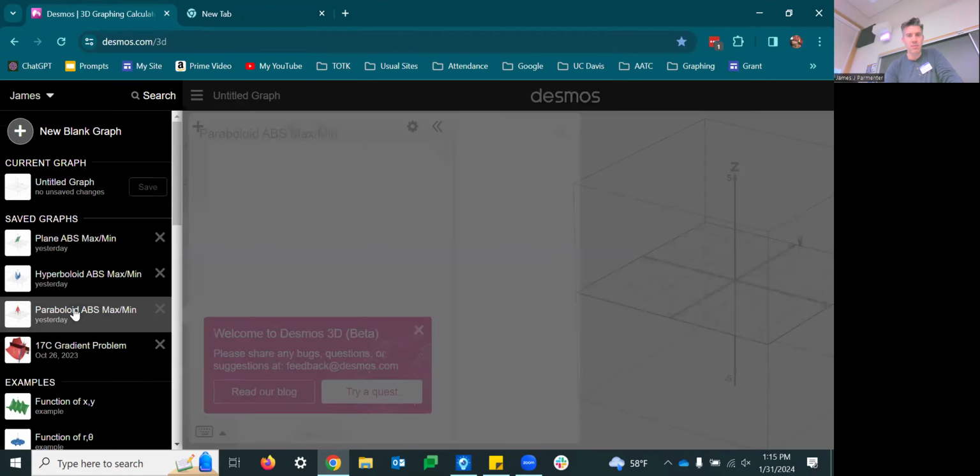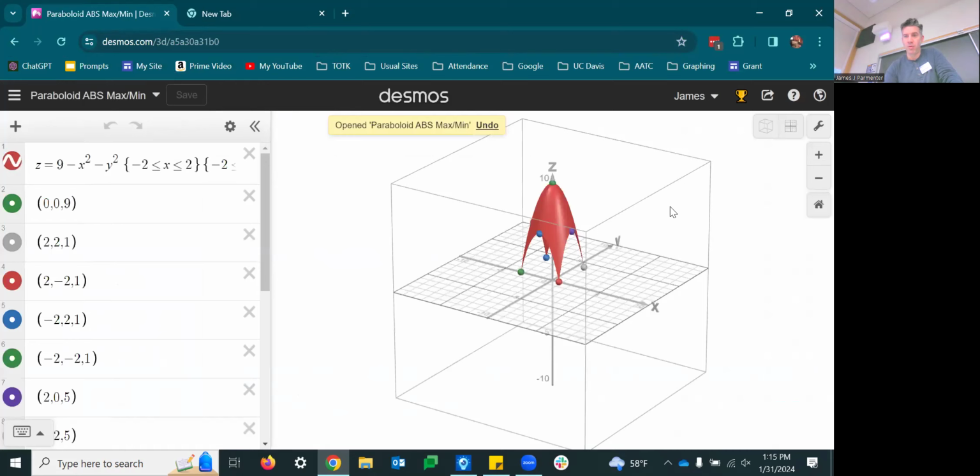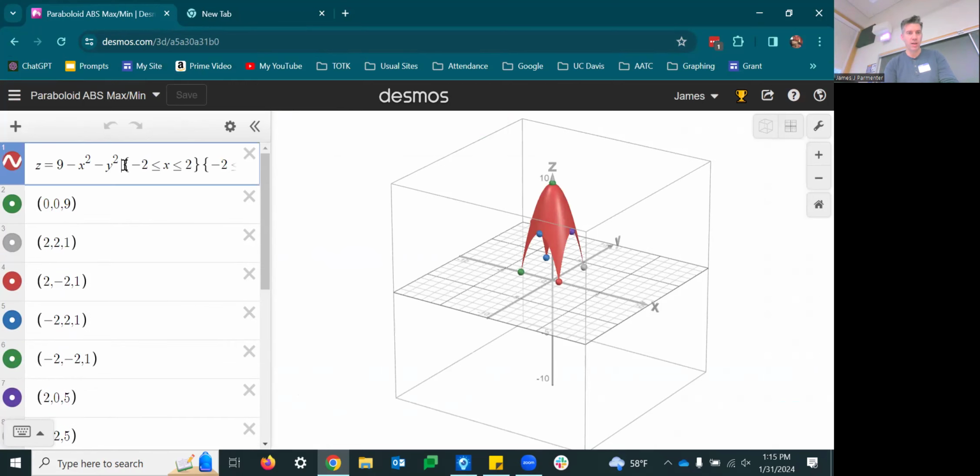So here's an example of a paraboloid, my favorite paraboloid, z equals 9 minus x squared minus y squared, over the region between x equals -2 and 2 and y equals -2 and 2. Actually, let me do one more thing here. I just thought of a good idea.